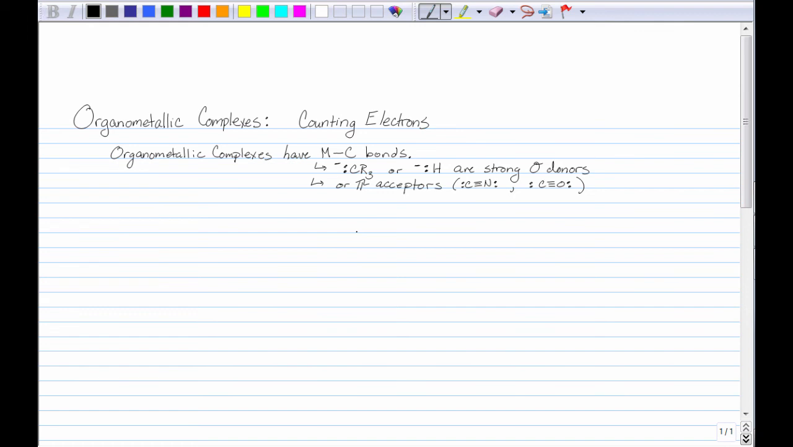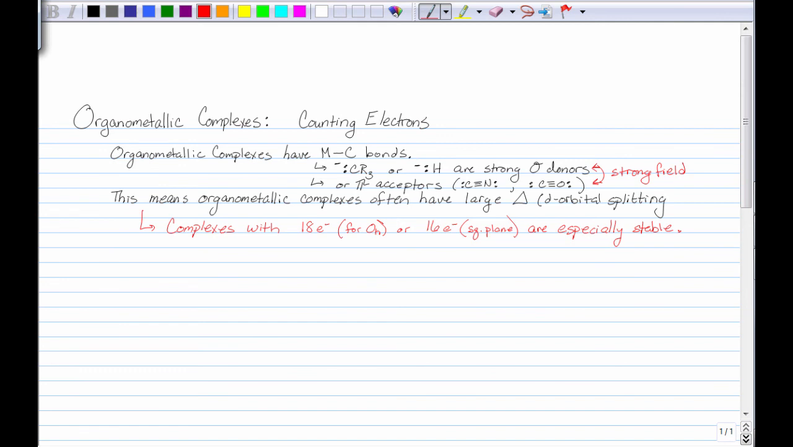And this means that organometallic complexes often have large delta, or large d orbital splitting. Now, if we have organometallic complexes that have strong field ligands and large delta values, this leads to a strong preference for two types of geometry: the octahedral geometry or the square planar geometry. Because these complexes have large delta values, it turns out that complexes with 18 electrons in the case of octahedrons, or 16 electrons in the case of a square plane, are especially stable. And so this is known as the 18 electron rule.